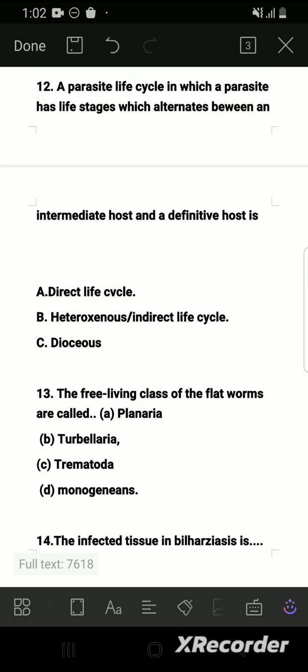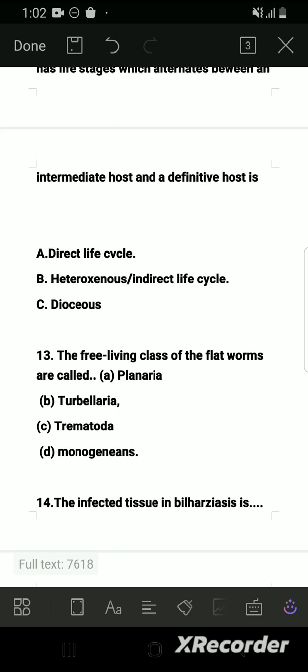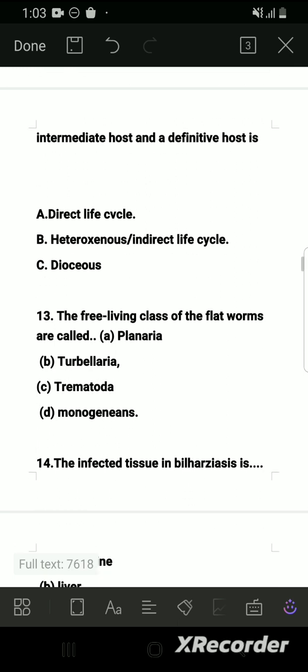We all know that the intermediate host is where the asexual life cycle of the parasite is attained, while the definitive host is where the sexual life cycle is attained. The direct life cycle doesn't have any intermediate host at all. It penetrates straight into the definitive host and infects it. So the answer, like I was saying, is the heterogeneous or indirect life cycle. In the indirect life cycle, we have the homogeneous and the heterogeneous, of which the homogeneous example is Schistosoma species.